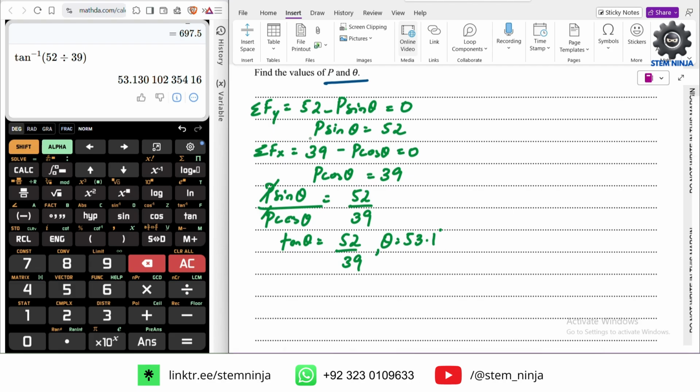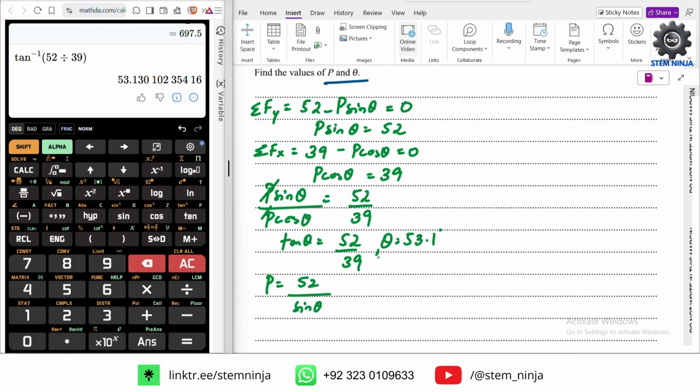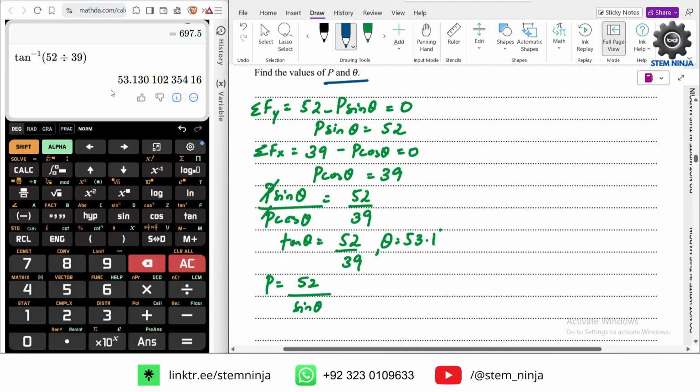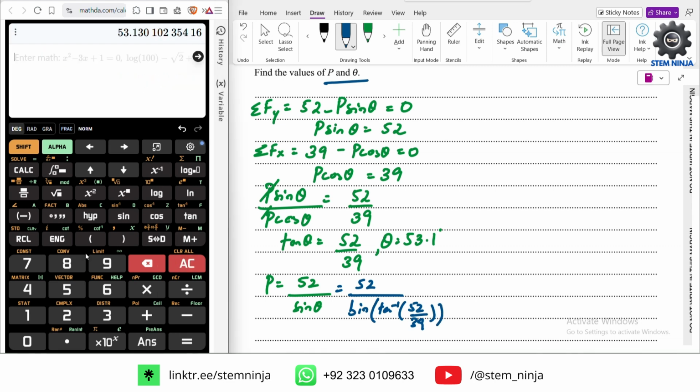Now theta is this. Now we can use this value to find out p. So p would be equal to 52 over sine theta. So this is the exact value. So the exact value of the angle is the tan inverse. So 52 over sine of tan inverse of 52 over 39. So since we have it in the calculator, 52 divided by sine of answer, that is 65.